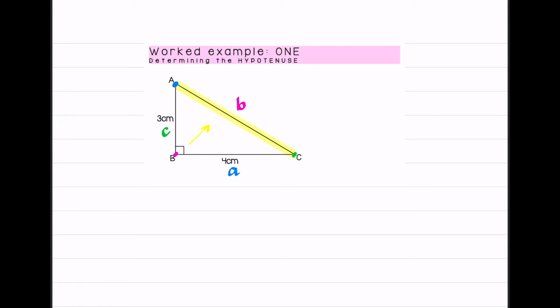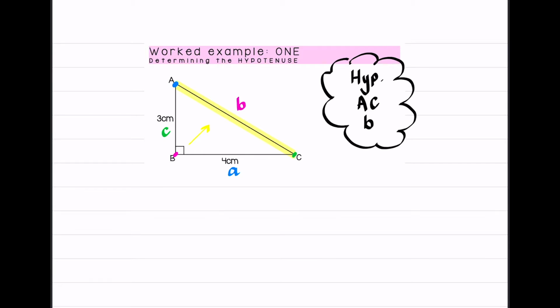So that means that when I'm talking about the hypotenuse in this particular question, I could talk about it as the hypotenuse, I could talk about it as line capital A, capital C, or I could talk about it as line baby b. So either way, those are the three ways that I could talk about the hypotenuse in this particular question.